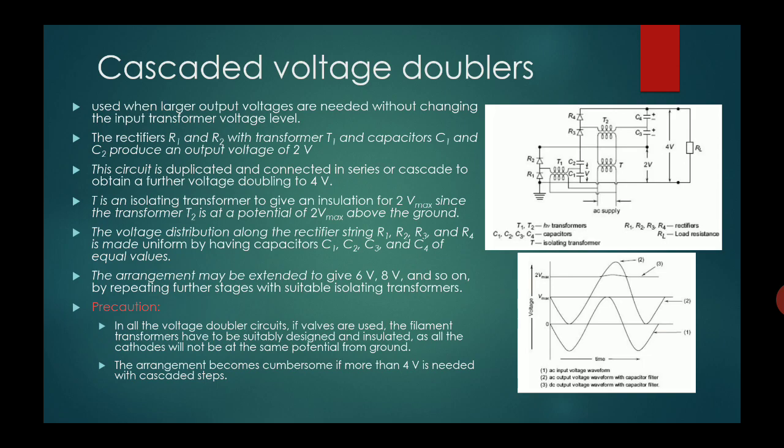But you should take some precautions. In all the voltage doubler circuits, if valves are used, the filament transformers have to be suitably designed and insulated, as all the cathodes will not be at the same potential from the ground. The arrangement becomes cumbersome if more than 4V is needed in the cascading steps. So these are the precautions.